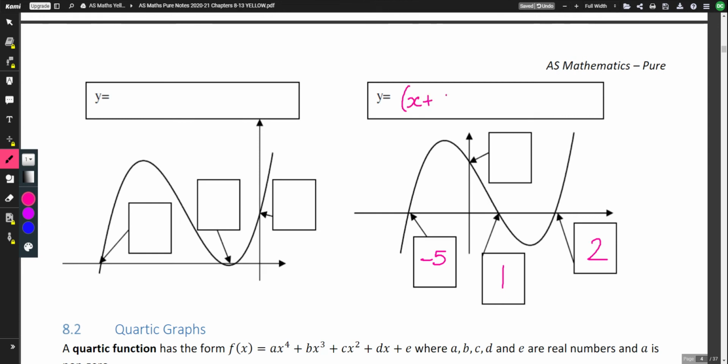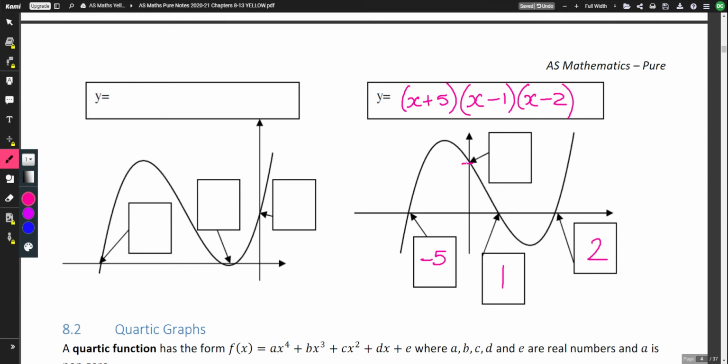And it was x plus 5 in the brackets. That's what made it go through the x-axis at minus 5. The x take 1 made it go through the x-axis at 1, and the x take 2 made it go through at 2. We also need to put on, where does this go through the y-axis?